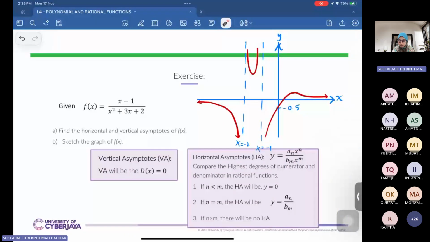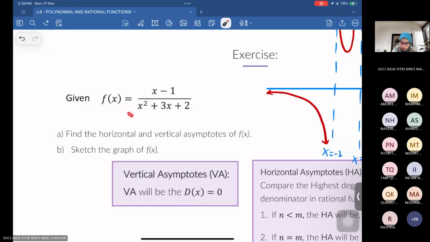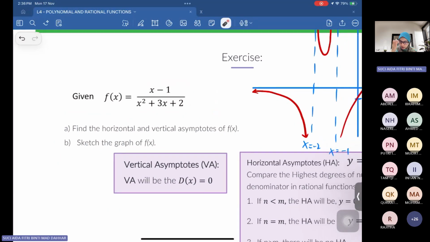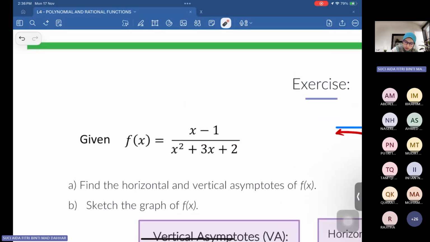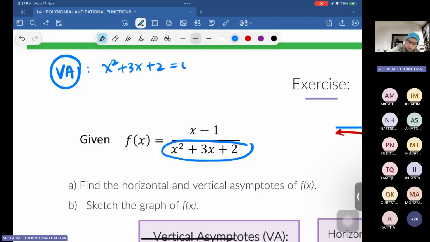Okay, another example of rational function. Let's get the vertical asymptote first. Vertical asymptote is the easiest. How do we get them? By taking the denominator, x squared plus 3x plus 2 equals 0. And this is a quadratic equation. See if we can factorize them. Yes, 2 times 1 is 2, and then I can get 3 by adding both, right? So we have two asymptotes at x equals -2 and x equals -1.